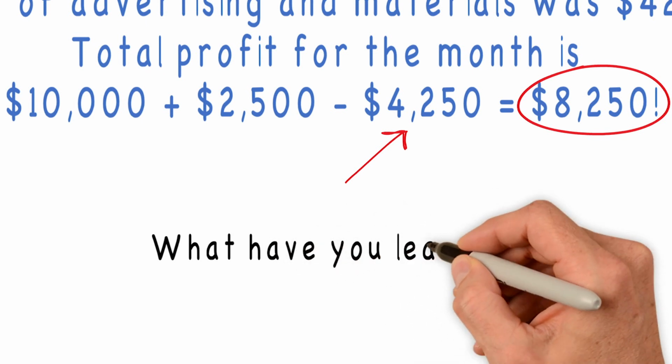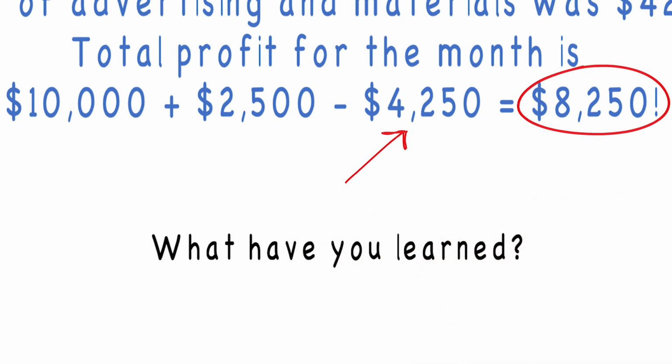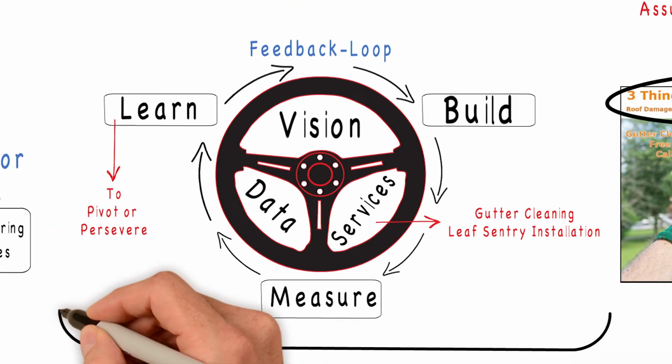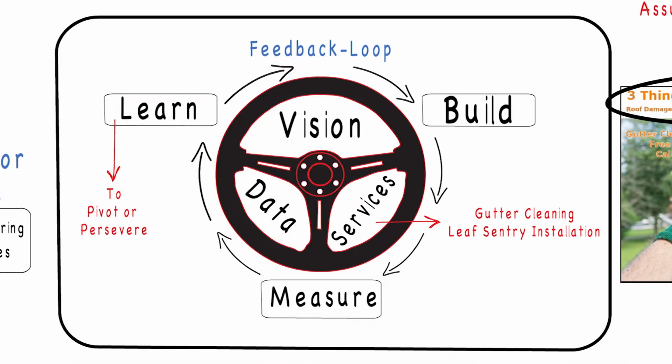What have you learned? Now, you can apply this same iterative feedback loop to any new offering you can come up with. Just be creative. Come up with your assumptions and test them against the market. Measure the outcome and learn from the experience. That's the build, measure, learn success formula.